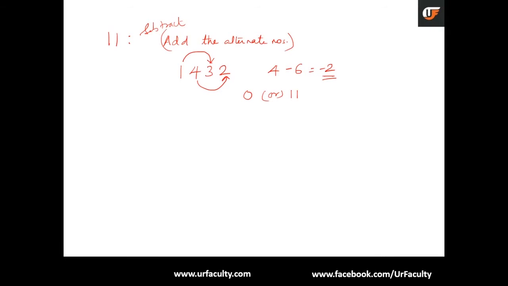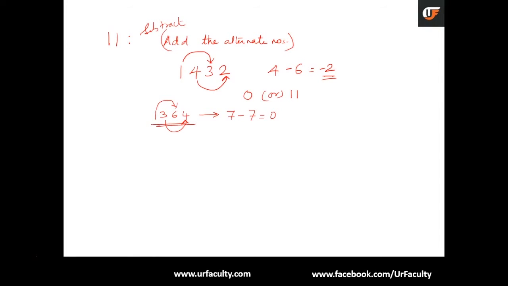Now let's take the example of 1, 3, 6, 4. What happens in this case? 1 plus 6 is 7. 3 plus 4 is 7. The difference is 0, which means 1364 is divisible by 11.